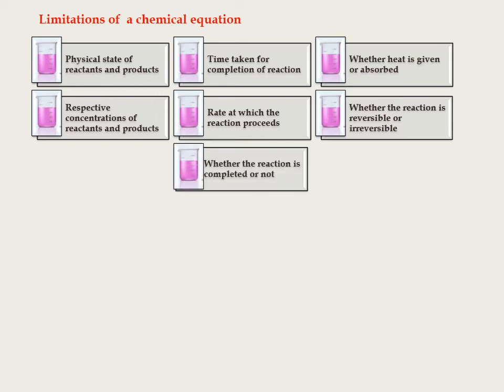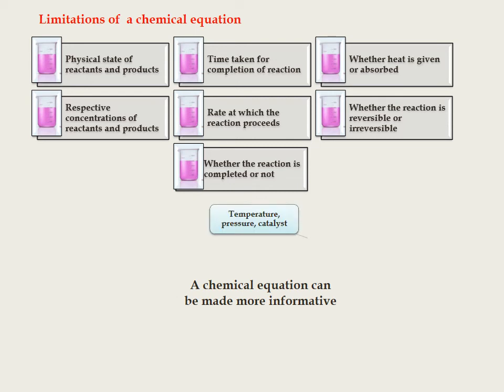So, a chemical equation can be made more informative by writing the following additional information to it. Information regarding temperature, pressure, catalyst, etc. is provided above or below the arrow, separating reactants and products. The reactions which are reversible can be shown by the sign of reversibility. Heating during the reaction can be shown by a sign of delta over the arrow.